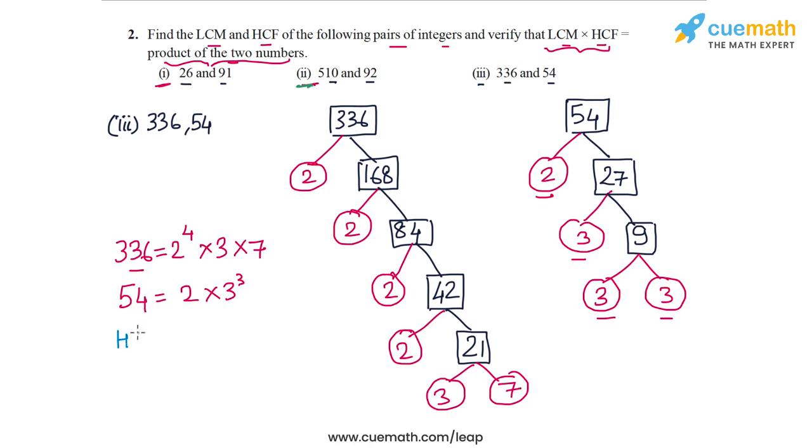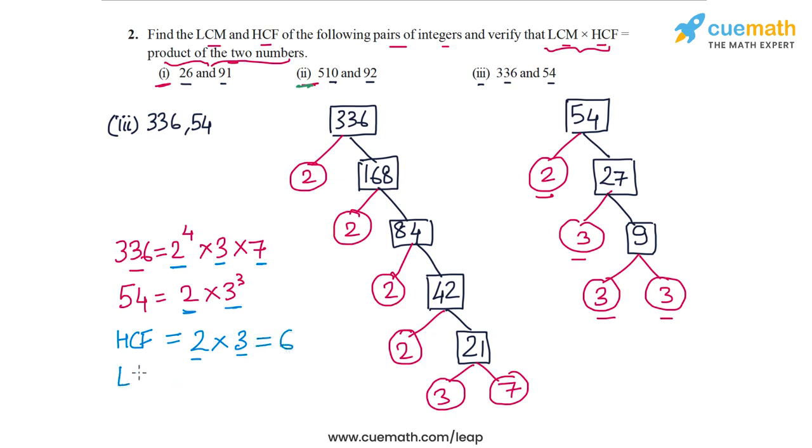So the HCF will be the product of the smallest power of each prime factor in the two numbers. So we see that 2 occurs 4 times in the first number and once in the second number. So in the HCF it will occur once. 3 occurs once in the first number and thrice in the second number. So in the HCF it will occur once, and 7 occurs only in the first number, so it will not be present in the HCF. So the HCF will be 2 times 3 or 6.